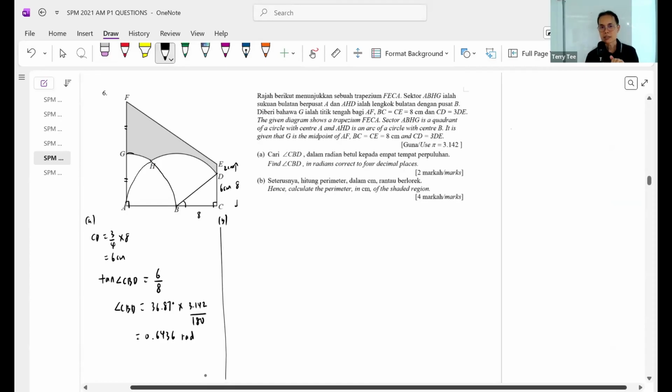Now, let us calculate the perimeter of the shaded region. This is a hard part because if you look at the diagram, this is 8. BD is 10. How do I get 10? 8 square, 6 square, square root. This is 10. So if BD is 10, AB is also 10. Why is AB 10? Because it's a sector of a circle. Now, we know this angle, we can find this angle as well. Okay, maybe we can do one by one.